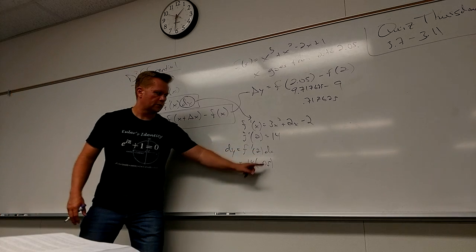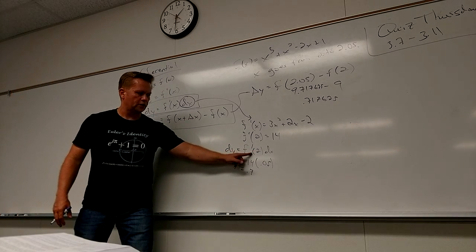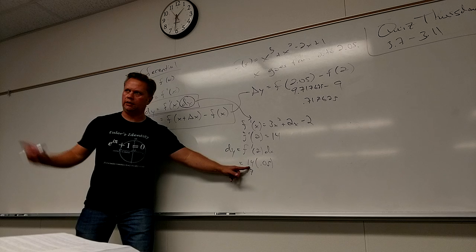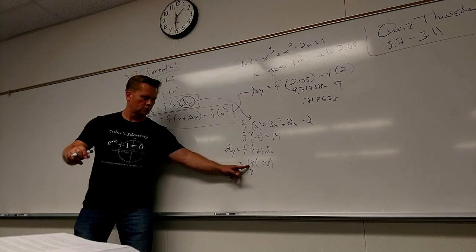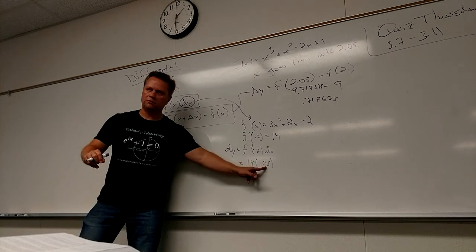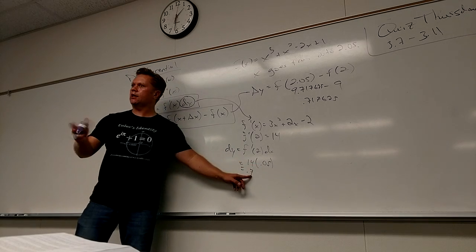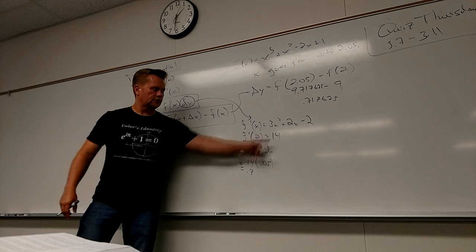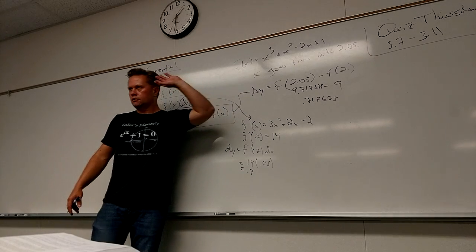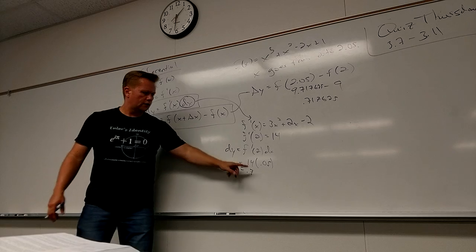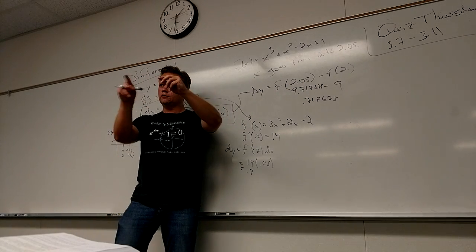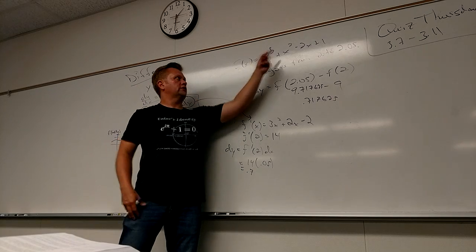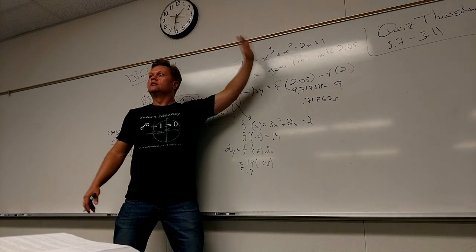So the x changed by 0.05. The slope at 2 is 14, meaning every time I take a step in the x direction, it changes by 14. So if I multiply this by how much of a big step I took, I should get an estimate of how much y changed. Is that decently close to that? Yes. Why are they decently close? Because that was a relatively small difference, and it's a relatively well-behaved function.